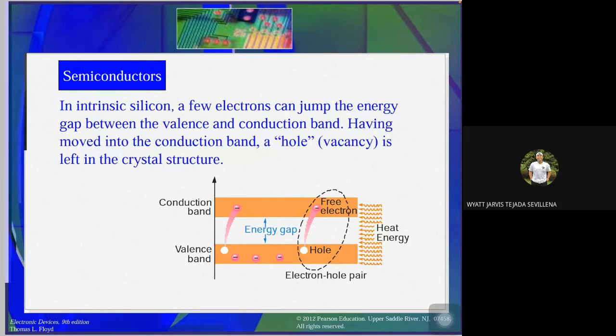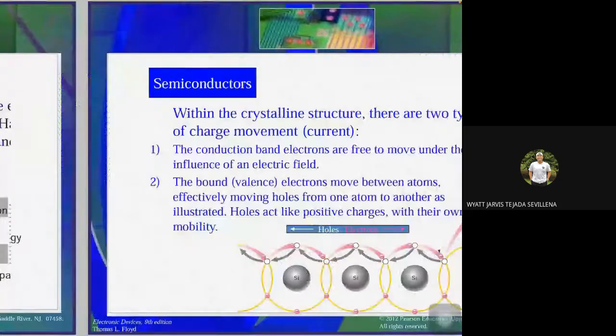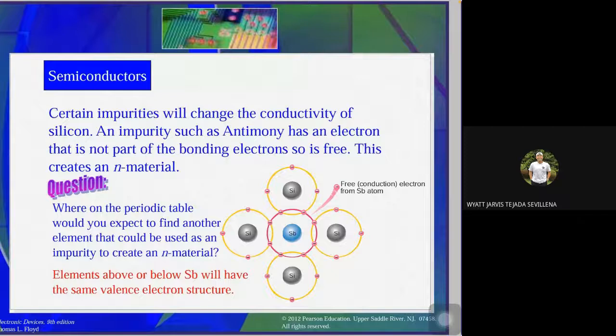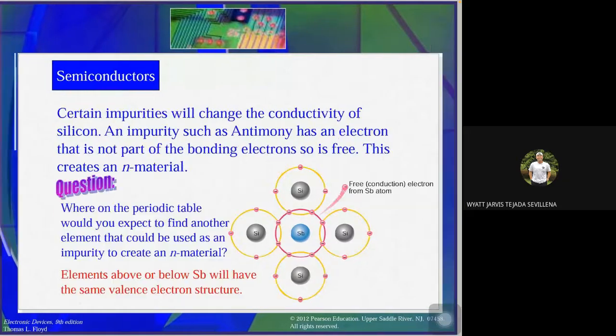So, what is extrinsic? The opposite. So, it is not pure. So, how could we make an impure semiconductor or an impure silicon, an extrinsic semiconductor? If we add impurities. Adding impurities, certain impurities will change the conductivity of silicon. An impurity such as antimony has an electron that is not part of the bonding electrons, so it's free. Okay.